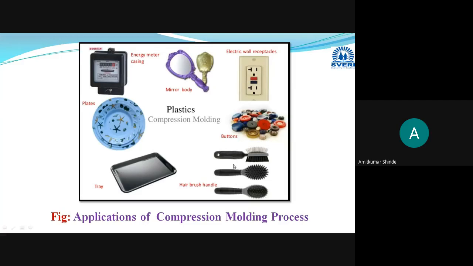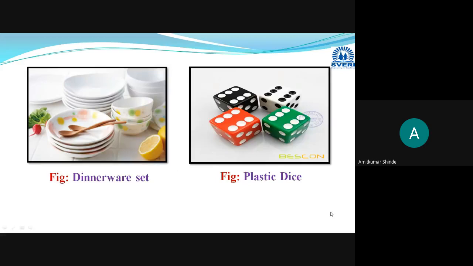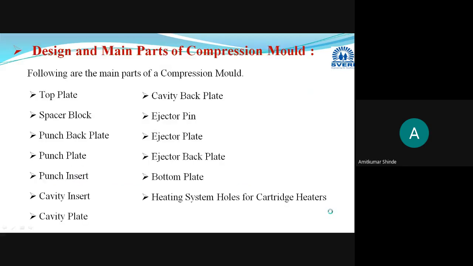hairbrush, mirror bodies, then electrical wall receptacles, then your energy meter casing, this top casing, all these are manufactured with the help of the compression molding process. So this is the overview of the compression molding process, its principle, parameters, procedure, advantages, disadvantages, and applications. And after this, the next part is design of this compression mold.